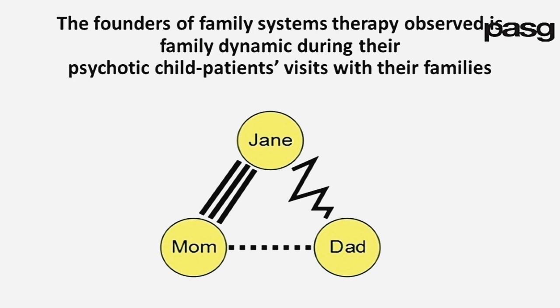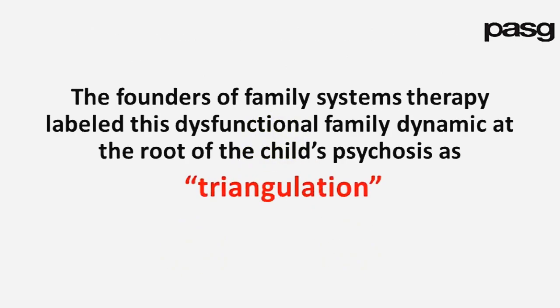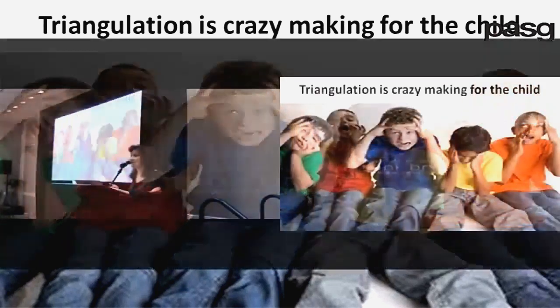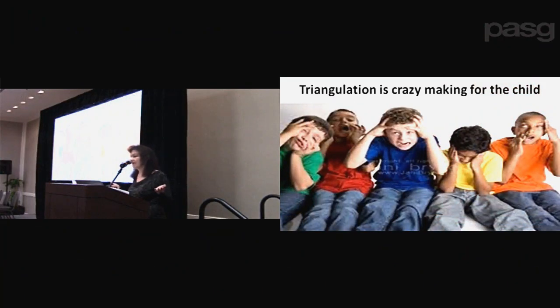So mom and dad would get into an argument, and one of the parents, in this case mom, but fathers do it equally, I have to say, that's what the research shows, entices Jane to form a coalition with her to denigrate and dismiss the other parent. This is what they call triangulation. Triangulation is crazy-making for the children, and this is what family therapy said was the root of the child's psychosis, not a chemical imbalance.